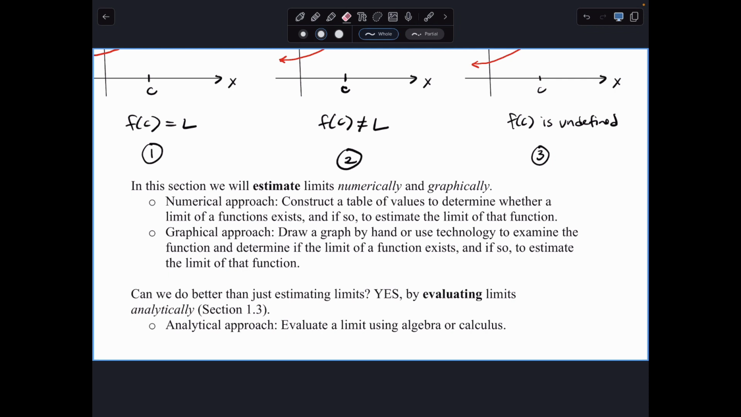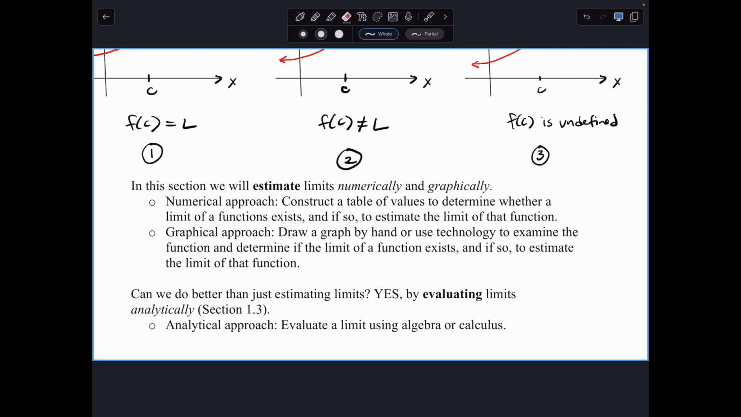Numerically and graphically. So numerically, that means thinking about creating a table of values and looking at what it seems like the function values are trending towards, or if there is a trend. And then graphically is exactly what it sounds like. You look at the graph to determine what it looks like the limit would be, like what it looks like the function is approaching. So numerical approach, graphical approach.